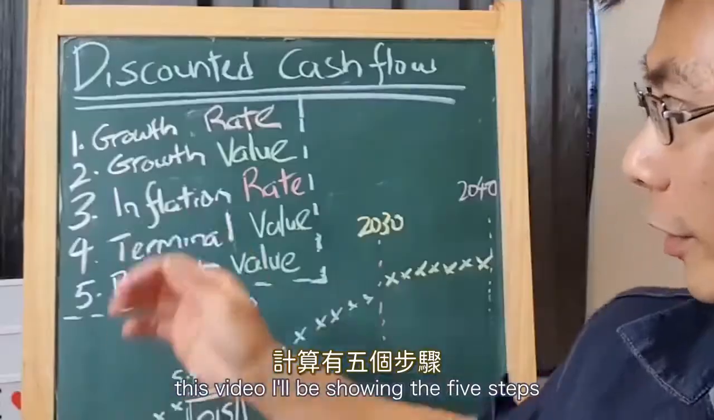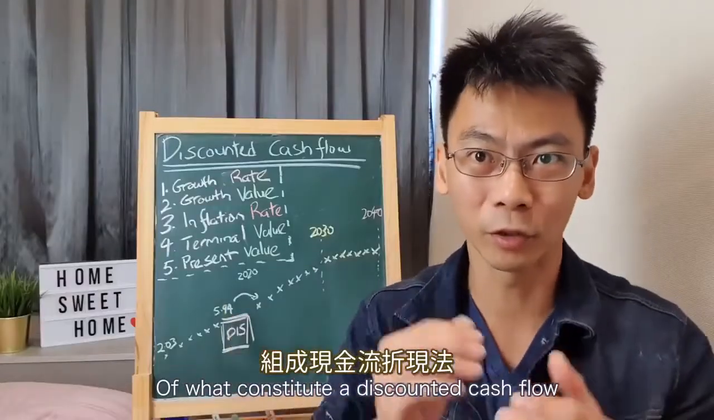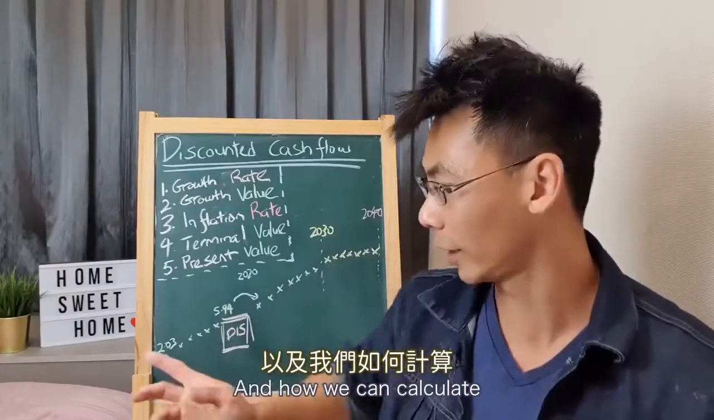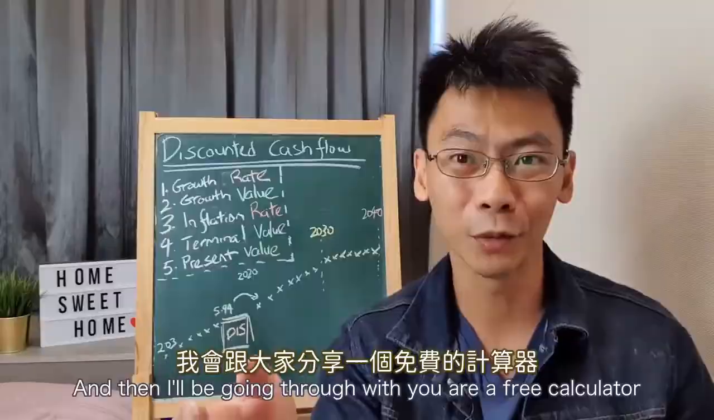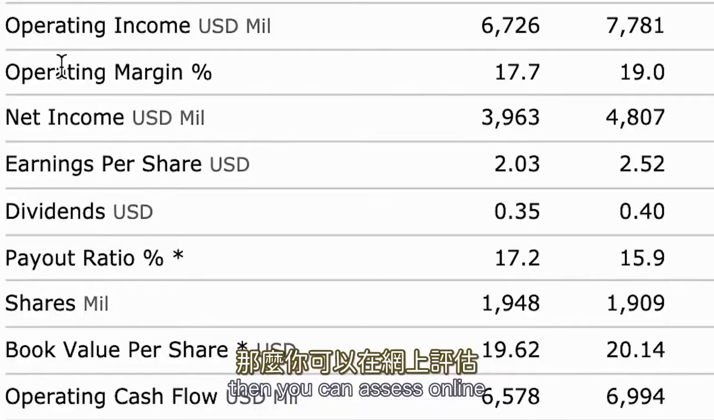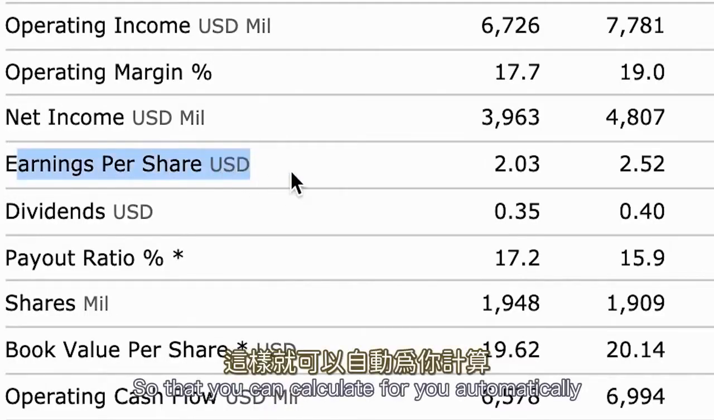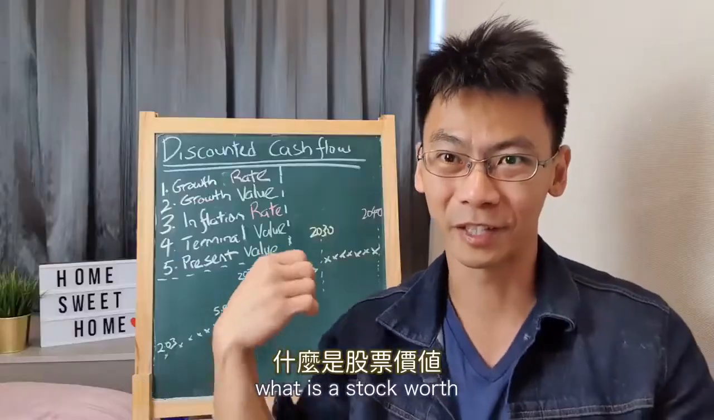Now in this video, I'll be showing the 5 steps of what constitute a discounted cash flow and how you can calculate the present value or the fair value of the stock. And then I'll be going through with you a free calculator that you can access online so that it can calculate for you automatically what is the stock worth.